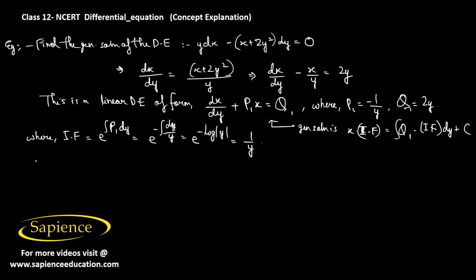This minus will go into the exponent. So this will be e power log 1 by y, so this will be 1 by y. The rule is that e power log, when no base is mentioned it means the base is e, of some constant k, is equal to k. So this is the rule actually: e power log base e of k equals k.